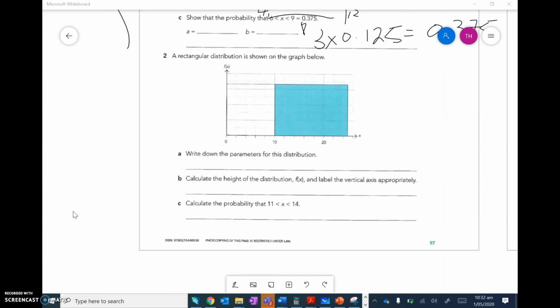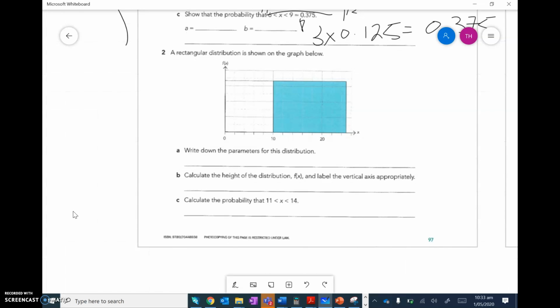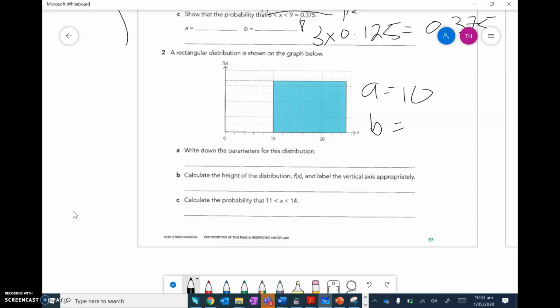Okay, this one gives me a distribution drawing already. It says write down the parameters of this distribution. So it wants me to find a, which is 10, b, which is, so these are 2, 4, 6, 8, 10. So they're going up in 2s. So 22, 24, 25. So b is 25.